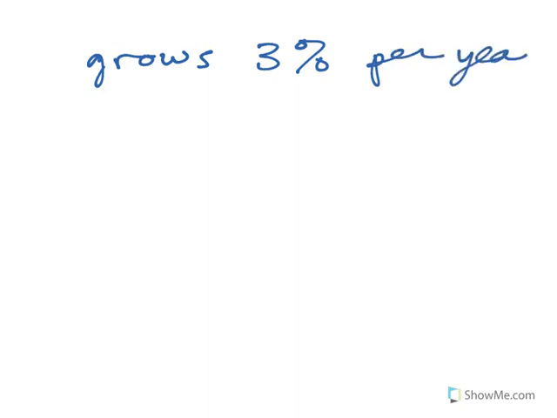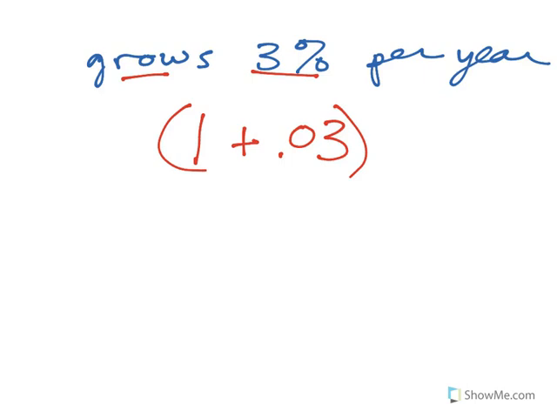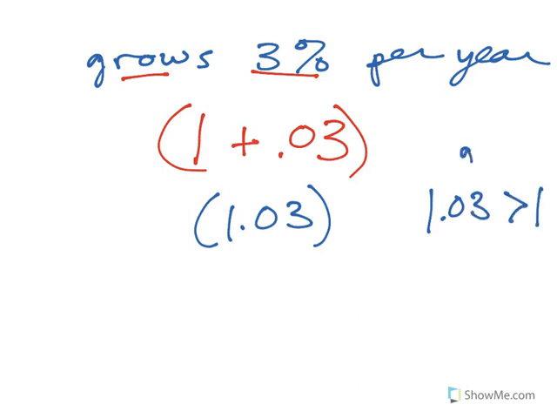Let's say we are talking about something where they say it grows 3% per year. We're just talking about the change factor here. So if I take 1, it grows, so I'm going to add 0.03. Well, what's 1 plus 0.03? 1.03. And now 1.03 is greater than 1. That tells me growth.